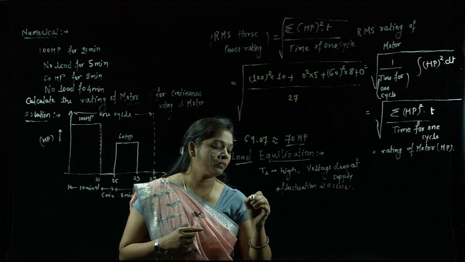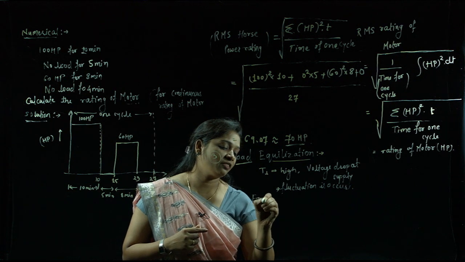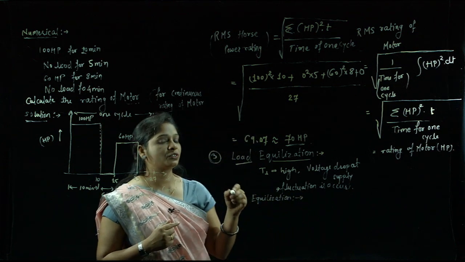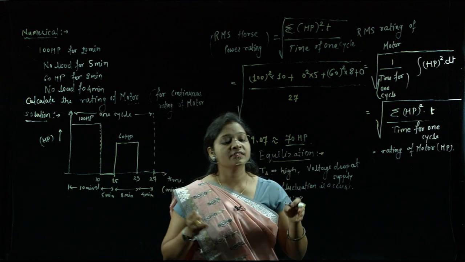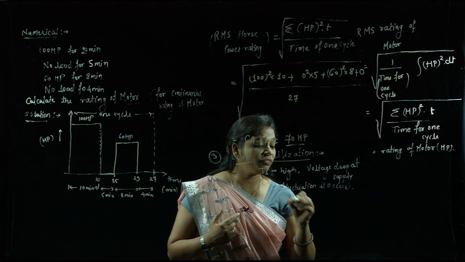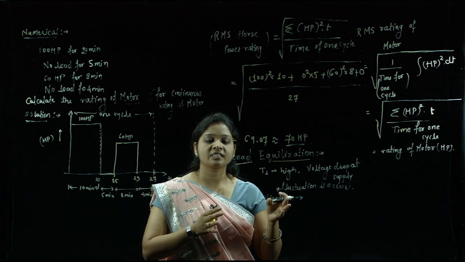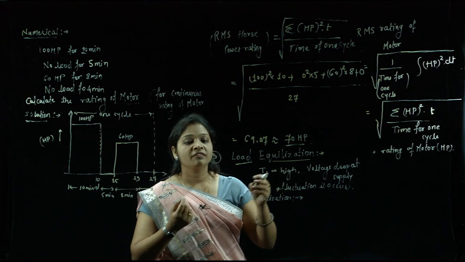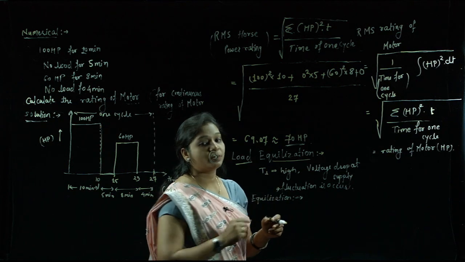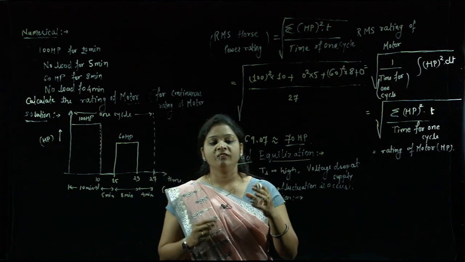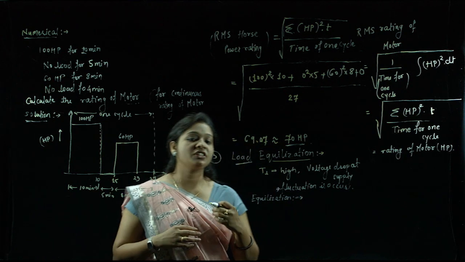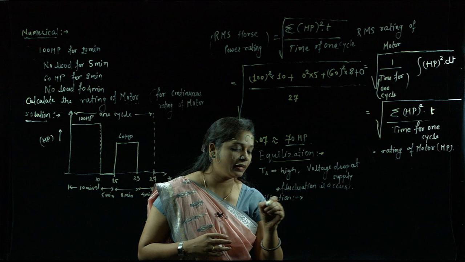So equalization means it is a process for smoothing the fluctuation in the motor or in the drive system. So how can you reduce the fluctuation in the system? We can attach a flywheel on the rotor shaft, then the fluctuation will reduce. But how is it possible? Because the flywheel will absorb some energy at some load, and it will deliver some energy at another load. So one by one I will explain.